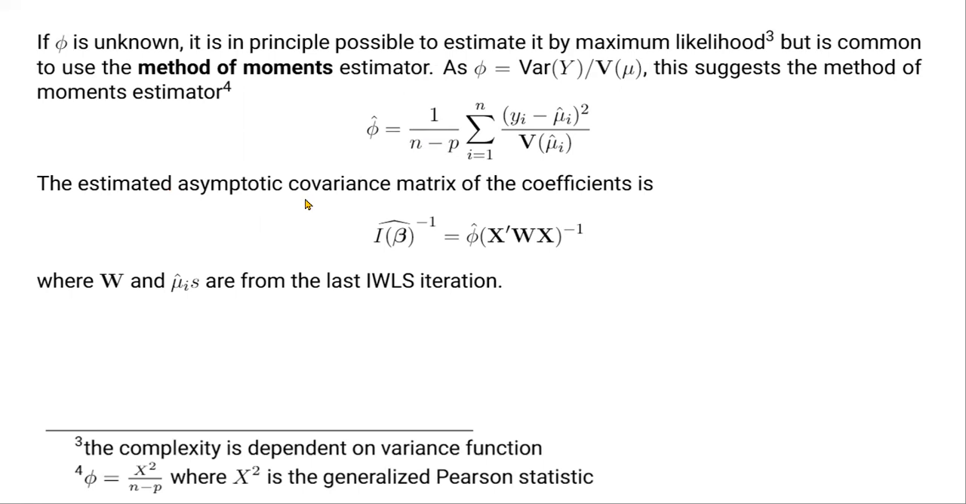And so then for the estimated asymptotic covariance matrix, we would just replace phi by the estimated value. And the W here is computed from the last iteration of the IWLS. And IWLS is how R estimates the GLM using the glm function.